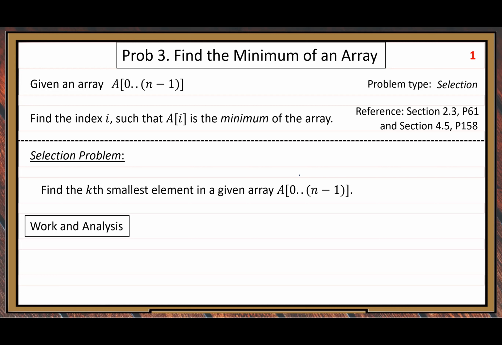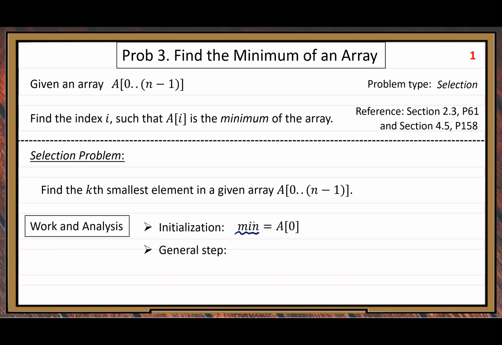Let us do some analysis. First, let's look at the solution. The solution is simple and straightforward. Let us quickly go through the solution first. We do initialization. We create a variable called min variable, and we store the first element, A of 0, as its initial value.